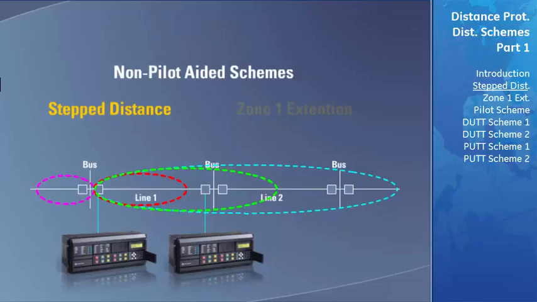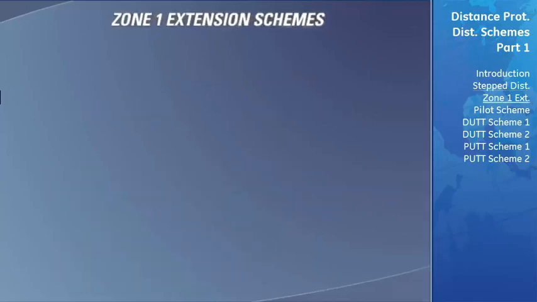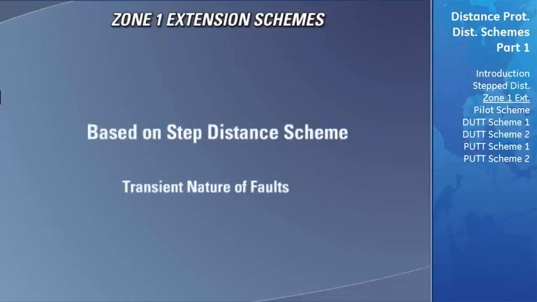Now the zones of protection on the relay at each end will detect any faults that occur on our protected transmission line. These relays will then proceed to open the breaker and clear the fault from their own respective end of the line. The other type of non-pilot-aided scheme we will discuss is the Zone 1 extension scheme.